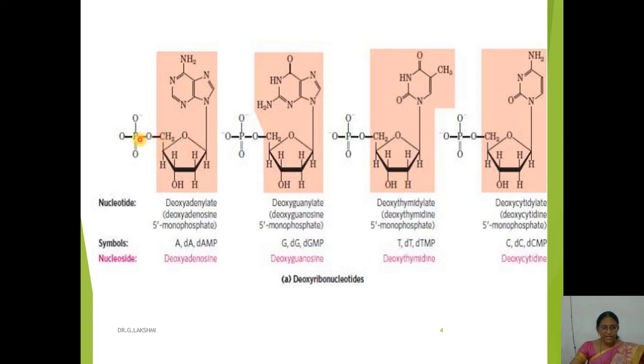Now come to attachment of the phosphate. Here the phosphate groups can be attached to the 5 prime position and 3 prime position. Here I am showing you nucleotide monophosphates. Nucleotide monophosphates means the phosphate group is attached to the fifth carbon atom. Because of the presence of a single phosphate, they are known as monophosphates: adenine monophosphate, guanine monophosphate, thymidine monophosphate, cytidine monophosphate.